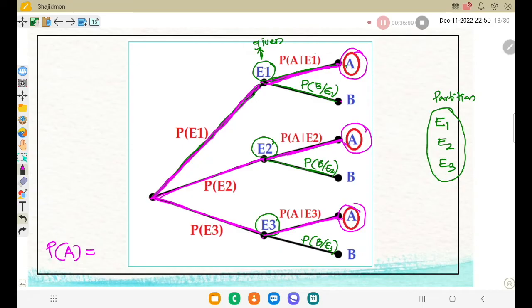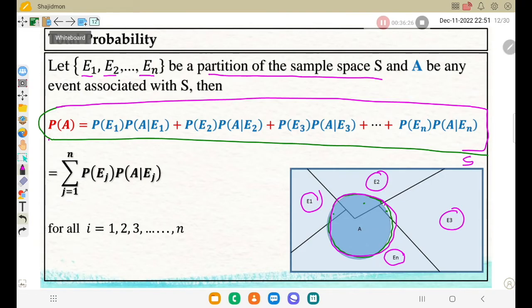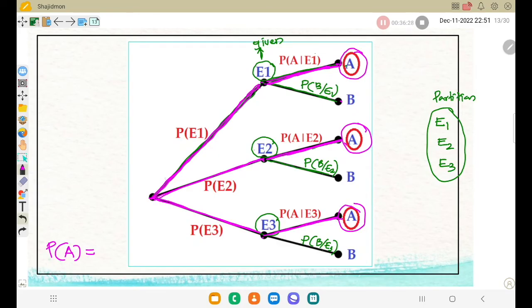So probability of A, here we have taken only 3 partitions. So how can we write that rule? You can see how we are writing that rule. Probability of A equals probability of E1 multiply probability of A given E1, plus probability of E2 multiply probability of A given E2, probability of E3 multiply probability of A given E3, plus like that up to the last. This is what we are calling total probability. I hope you understood why we are using total probability, because each branch we need to consider. See, first partition there is one A, second partition there is one A, third partition there is one A. So total probability means multiply these probabilities using the multiplication rule, after that add each one.